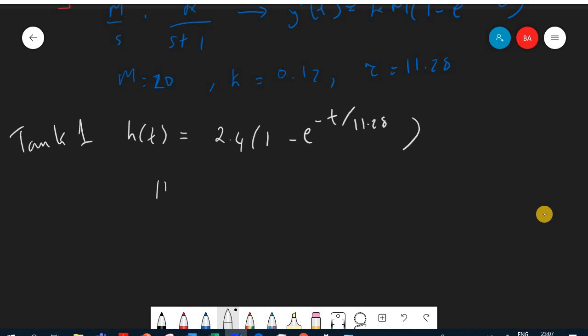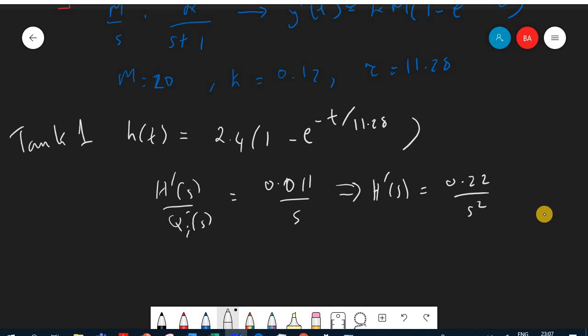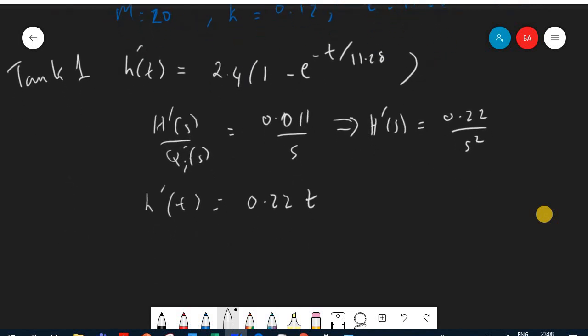And doing for tank 2, we already know that the transfer function is equal to 0.011 over S, and we know that Qi over S is 20 over S. So H prime is equal to 20 multiplied by 0.011, that is 0.22 over S squared, and definitely this is like a ramp. So H prime of t is equal to 0.22 t.